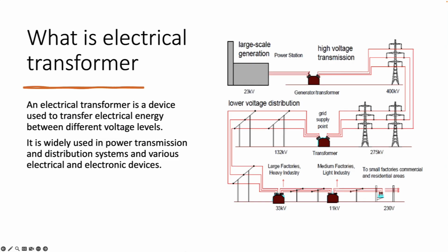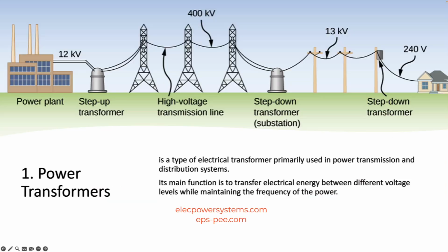Electrical transformers are devices used to transfer electrical energy between different voltage levels. They are widely used in power transmission and distribution systems, as well as in various electrical and electronic devices. A power transformer is a type of electrical transformer primarily used in power transmission and distribution systems. Its main function is to transfer electrical energy between different voltage levels while maintaining the frequency of the power.